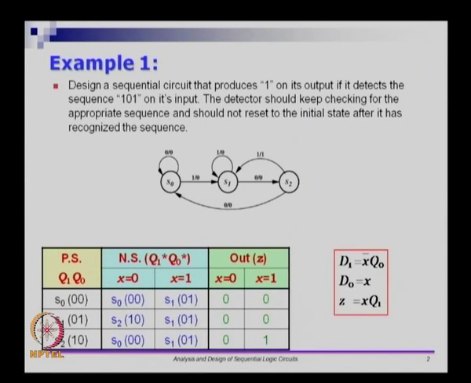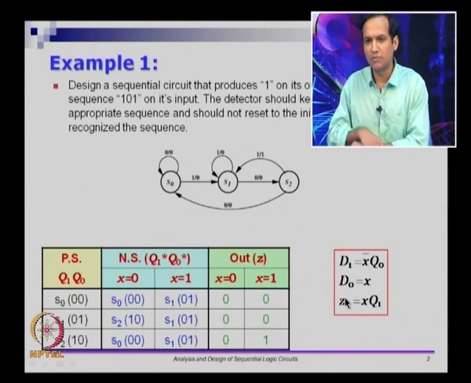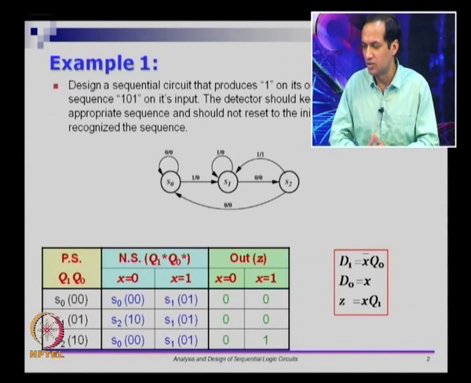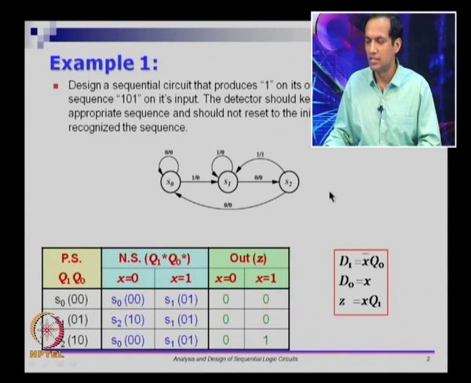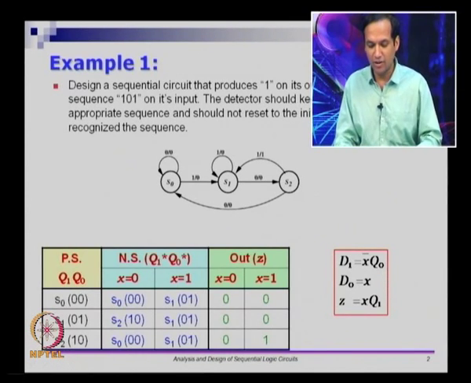So if I want to implement this with a D flip-flop, then D1 for this assignment happens to be x bar Q0, and D0 happens to be x itself, and Z, which is the output, seems to be x and Q1. You know how to do this, as I taught you in the last video. I suggest that you go and try this now, and you can see that these equations are the same. If you use the sequence 00, 01 and 10 for these 3 states, you will get these equations. So this is the Mealy way of doing it.